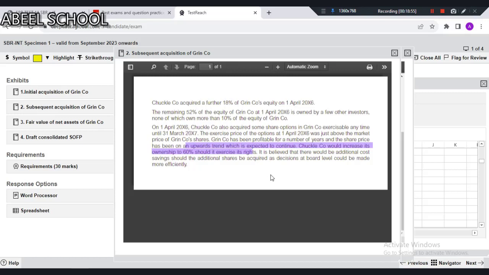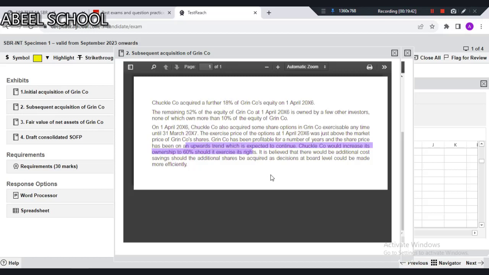Should it exercise its right, it is believed that there would be additional cost saving should the additional shares be acquired, as decisions at board level could be made more efficiently. Now listen carefully. What is happening actually? Right now, the exercise price is more than the current share price, which means the option is out of the money. But since the share price is having an upward trend, we can estimate the share price will increase. Increase in the share price means if we exercise these options right now, we can anticipate the cost saving. So we can say these share options are deemed to be substantive.